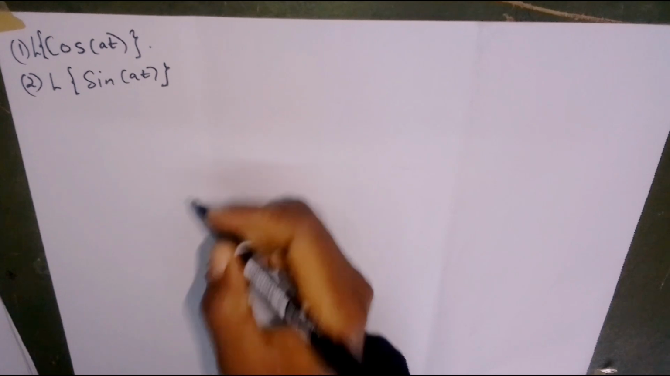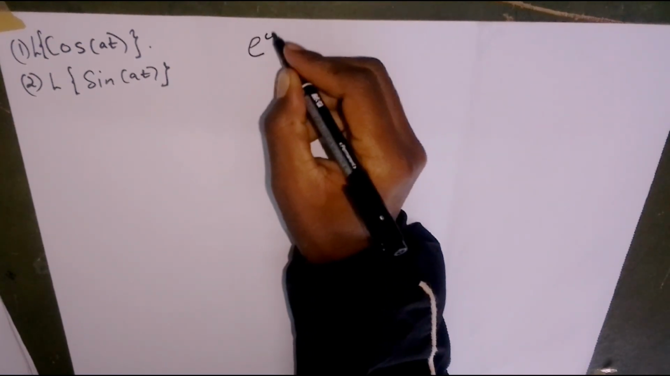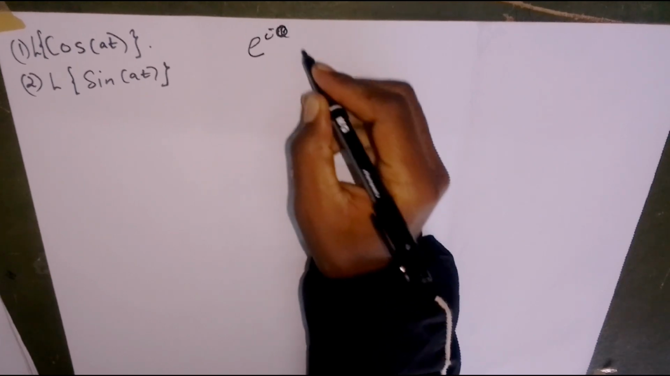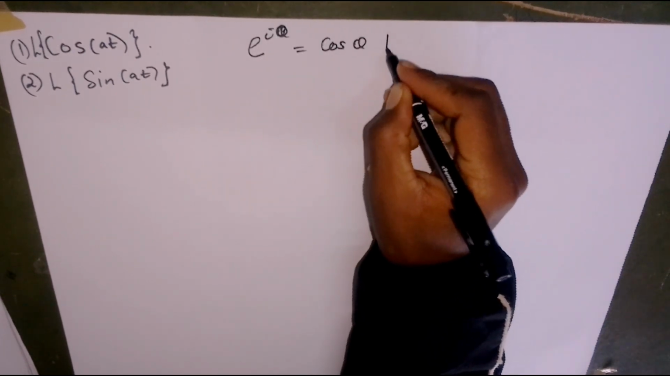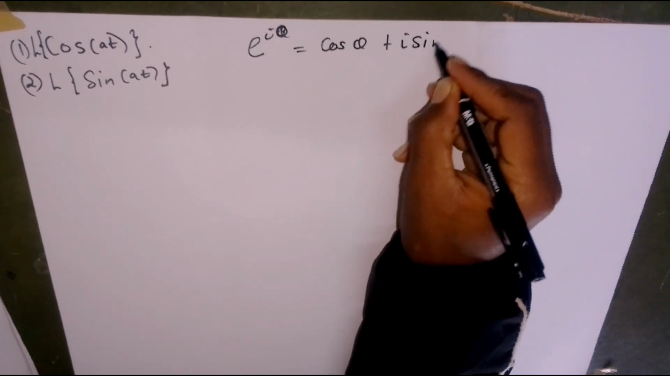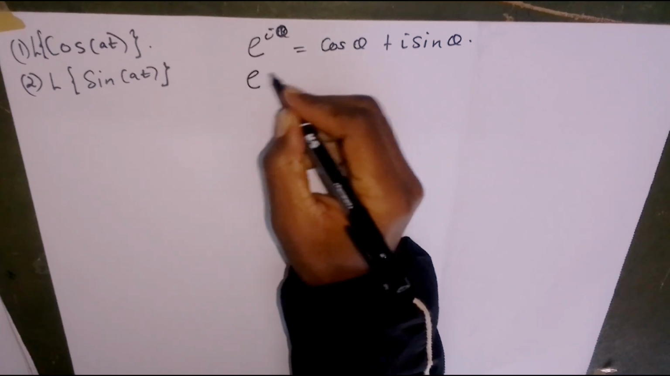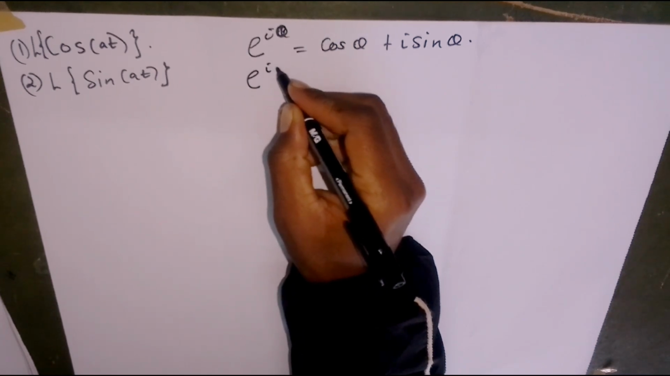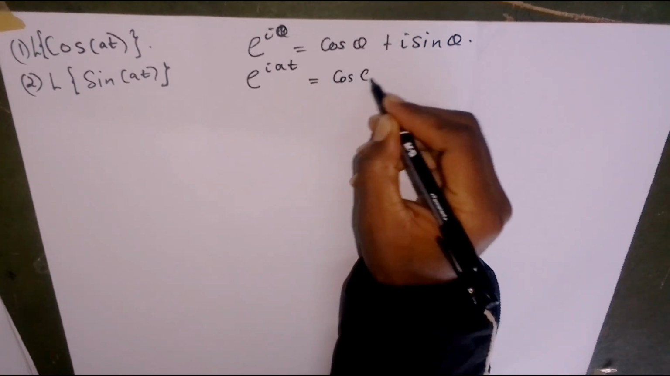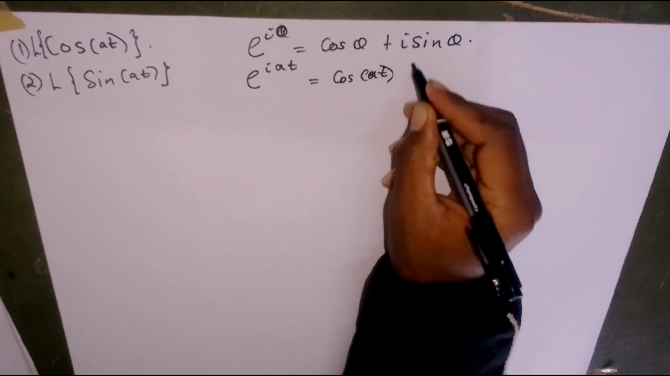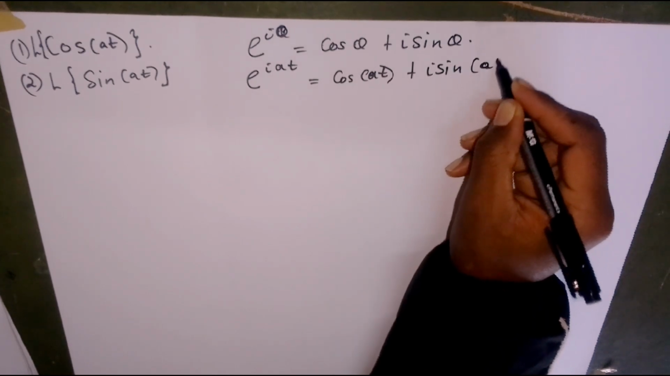So here we know that e to the power I theta is equals to cos theta plus I sine theta, but now we are having e to the power I AT, which is equals to cos AT plus I sine AT.